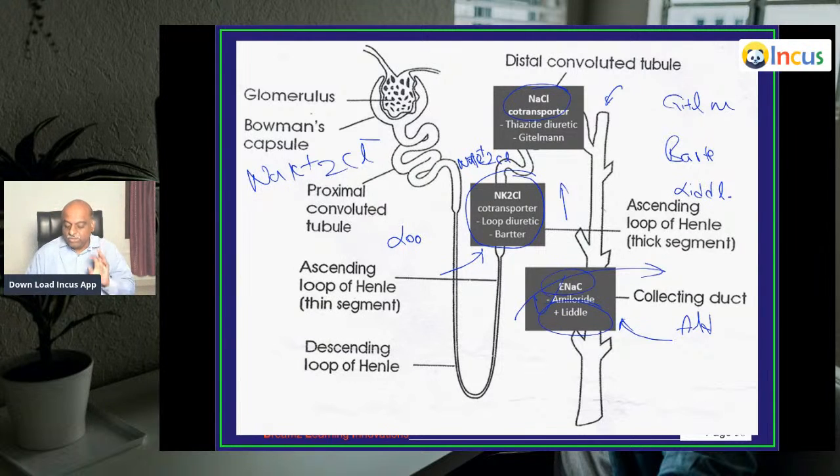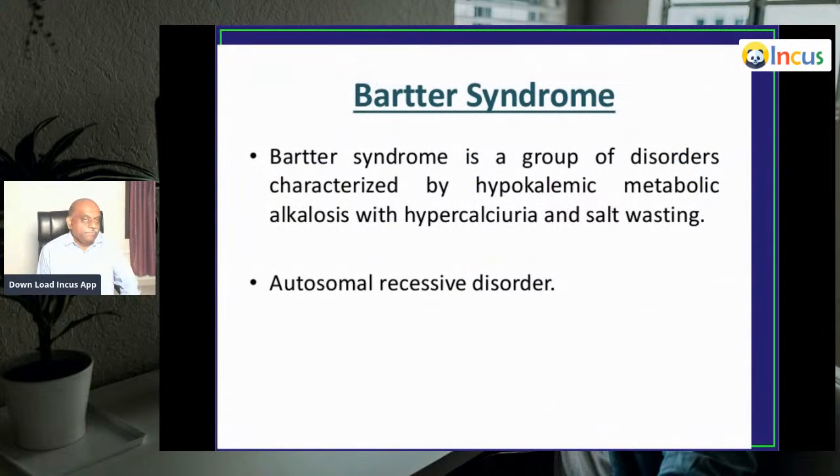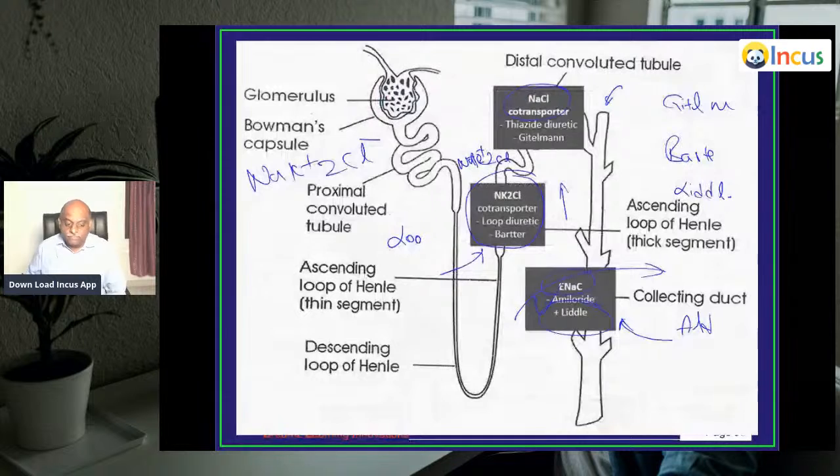Right? So now with that background, one more time: Bartter is like taking loop diuretic and the problem is in the ascending limb of loop of Henle where sodium potassium 2-chloride channels are blocked, just like you are taking loop diuretic.